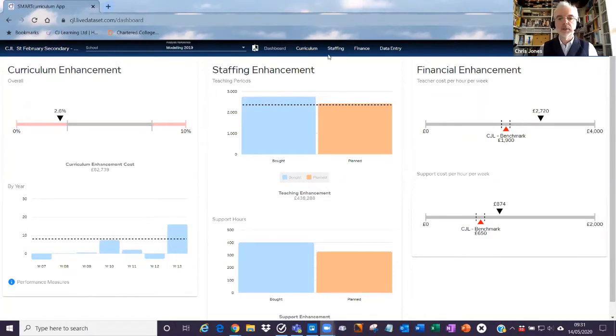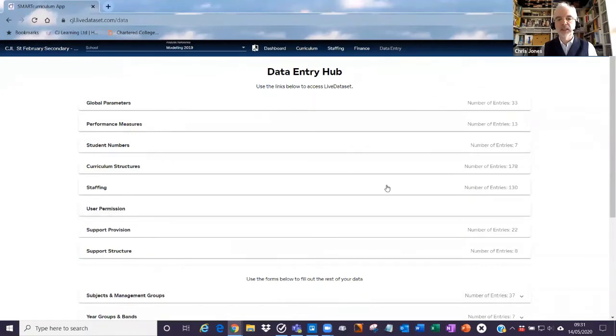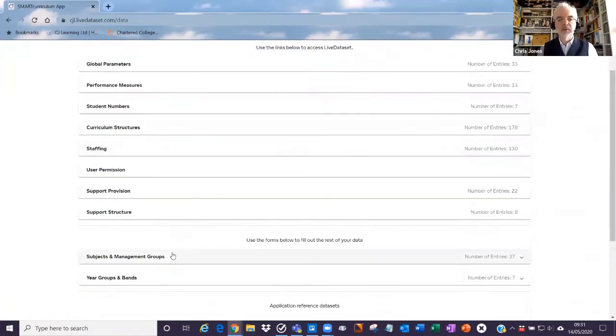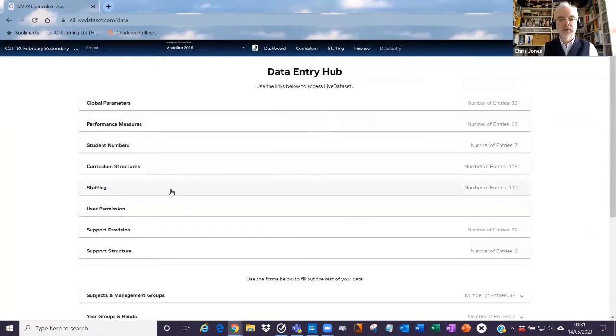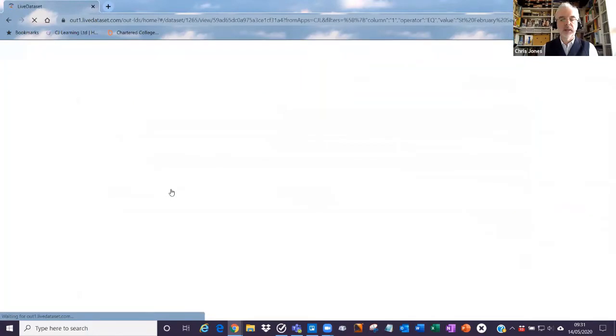We are going to concentrate on the staffing element, which we'll come to in a moment, but we're going to begin with the data entry processes because one or two things have been upgraded and added to in the last upgrade. So at the data entry hub, we have the elements that you're going to be adding. If you've used the app, you will have set up all your subjects and you'll have set up your year spans down here. We're going to just have a look at the staffing element.